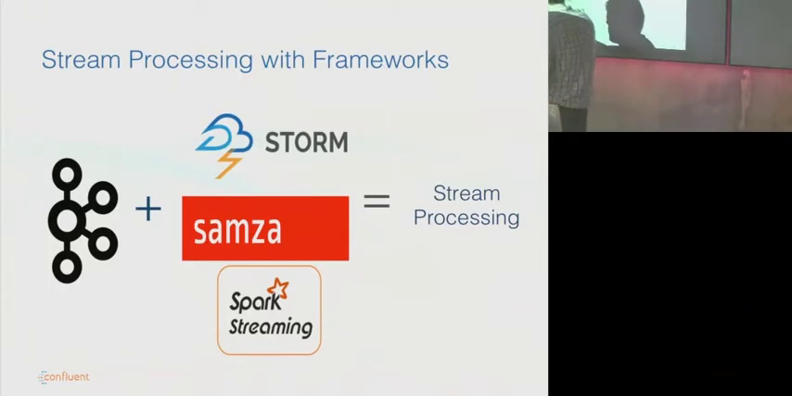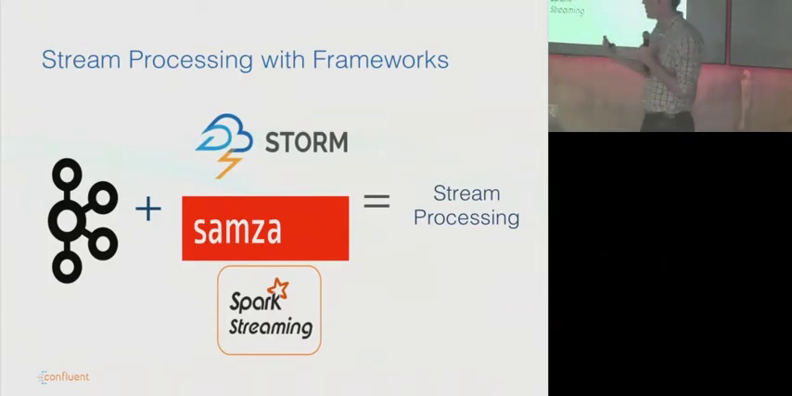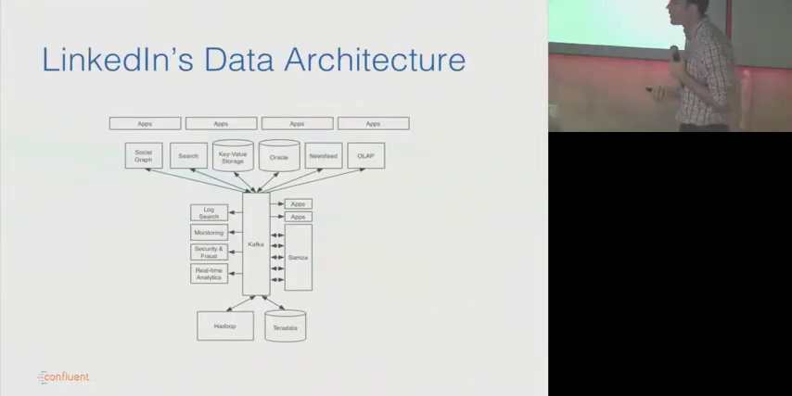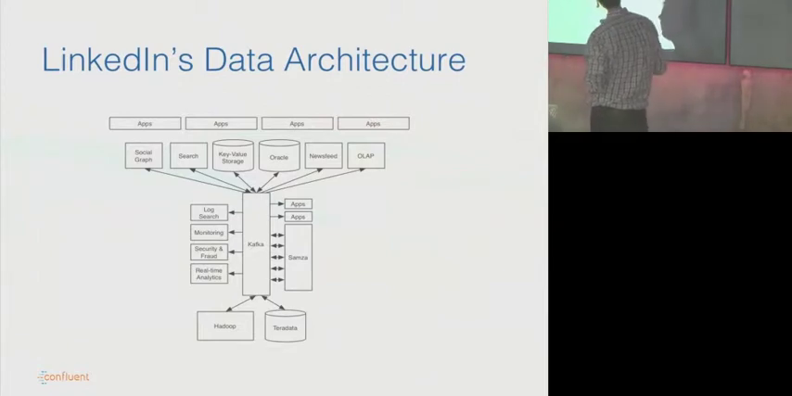The way I would think about it is Kafka is basically providing some stream of data. These frameworks are allowing you to build applications that do processing. And if you put it together, you get some kind of stream processing. This is the only mathematical equation, I think, in this talk. So when we put this together, this is the resulting architecture for LinkedIn.